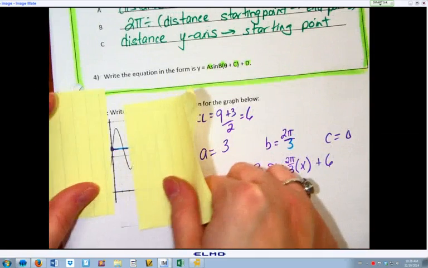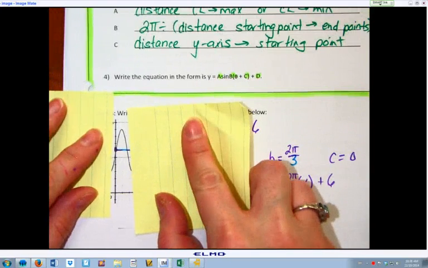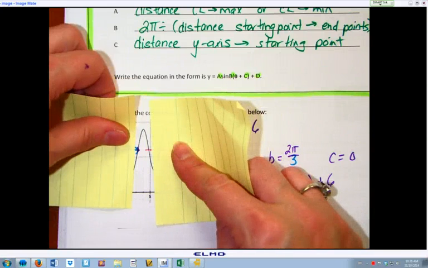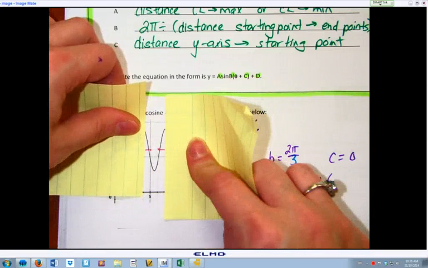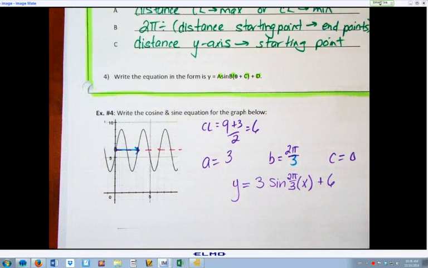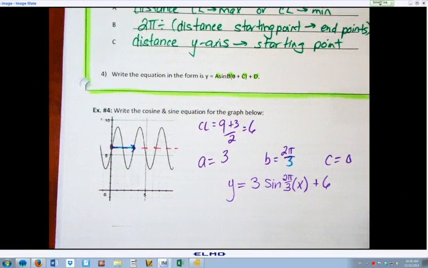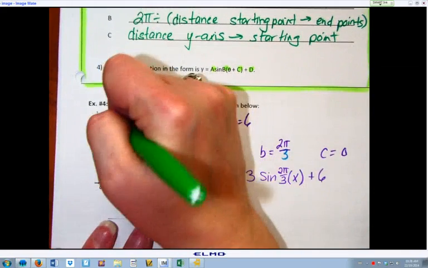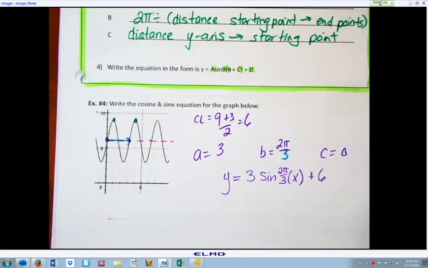Cosine can go min to min. Cosine can go max to max. I could go second min to second min. I could go second max to second max. I could go third min to fourth min. Which one do you want to use? So you want to go first max to second max? Again, if it helps to highlight it, highlight it.